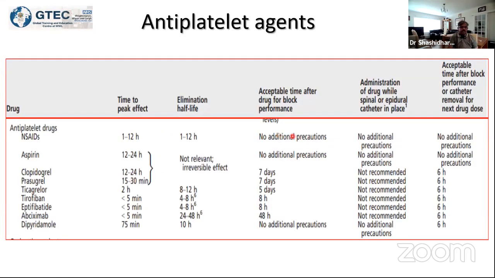This is just a little diagram from the association guidelines about the amount of time each drug can work, and whether you can stick a needle in the back.